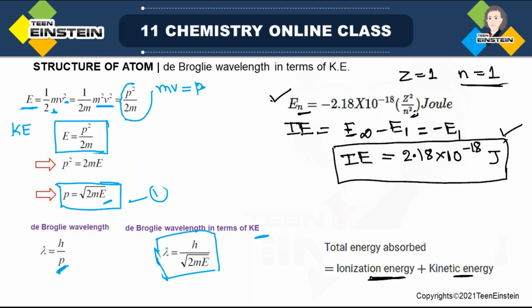kinetic energy. Okay, so total energy absorbed is equal to ionization energy plus kinetic energy, or from this equation you can also say ionization energy is equal to total energy minus kinetic energy, or kinetic energy is equal to total energy minus ionization energy. So if you can remember this one relationship, you can obviously get the other relationships from it. It depends which equation you will use, depending on which values are given in the question. Fine.